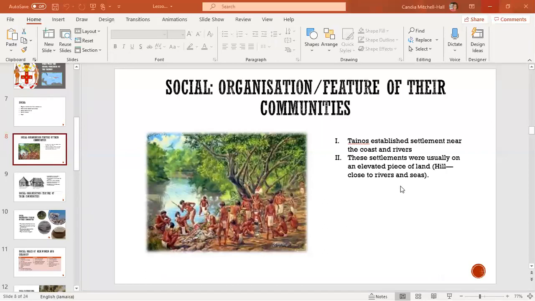Is anybody from Central Village in Spanish Town? You know that they also lived in Central Village? Yes, the Tainos lived there. They found quite a lot of artifacts there for the Tainos. Is there any river close by? Yes, who is saying yes? Anybody know that area?